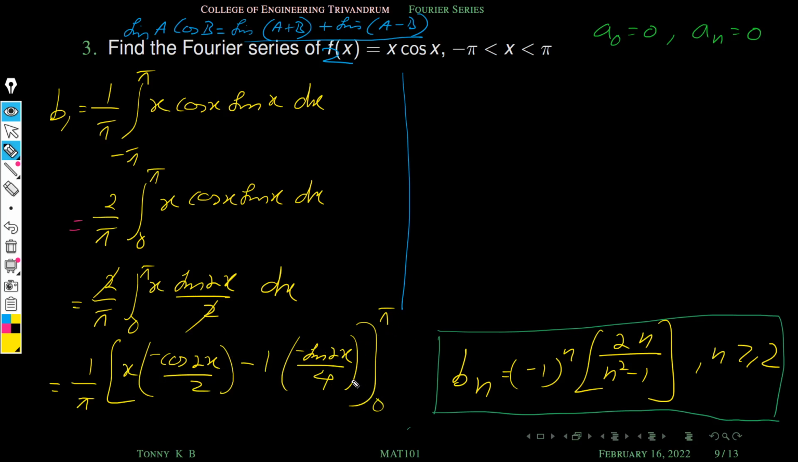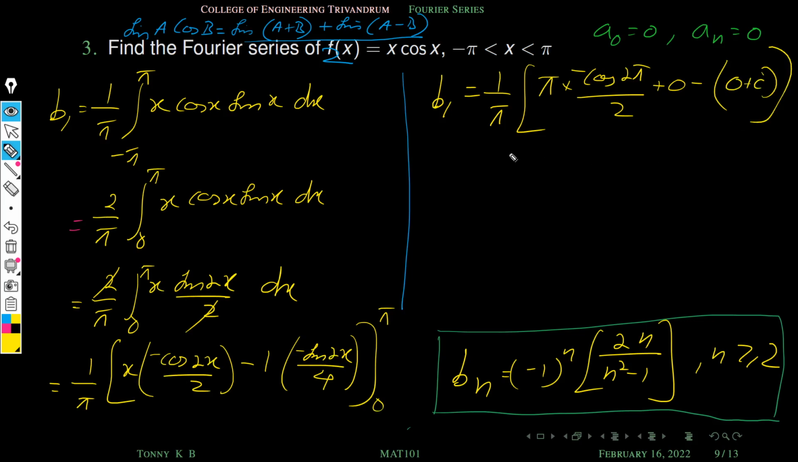Next you have to substitute the upper limit and lower limit. So this expression v1 becomes, when x equal to pi, this is pi into minus cos 2 pi by 2. When x equal to pi, this is sin 2 pi. Sin 2 pi is 0. Minus when x equal to 0, this term is 0. 0 into something is 0. And sin 0 is 0. So all the terms are 0. Okay. So what is our b1? So you can cancel now these two pi's. And what is cos 2 pi? Yes, cos 2 pi is 1. So ultimately b1 becomes minus 1 by 2.